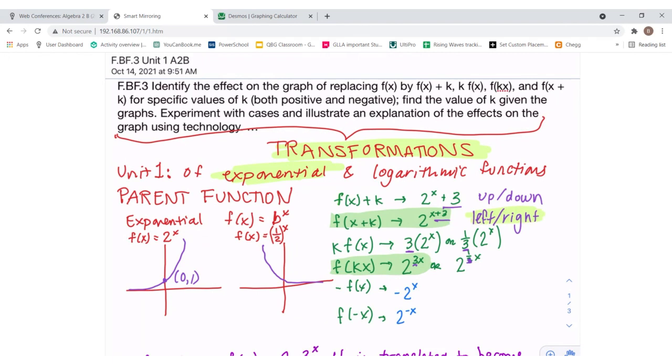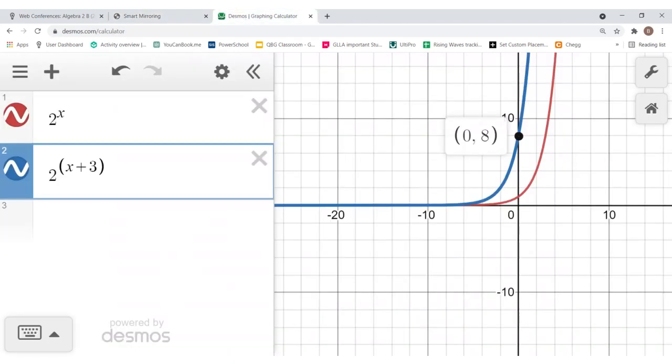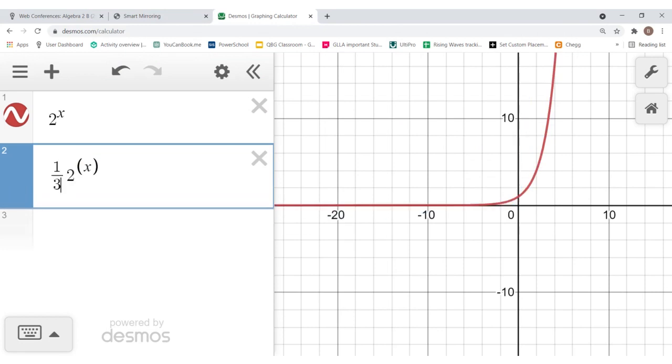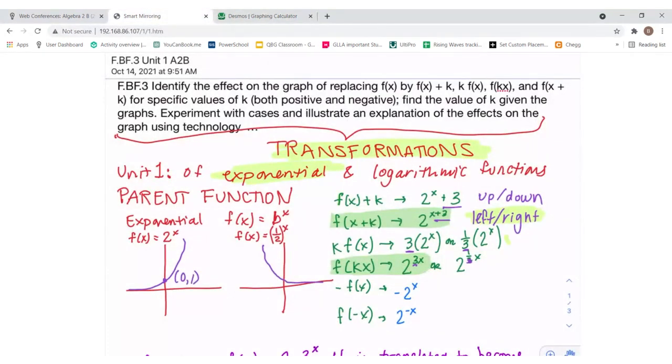Now let's take that same one and we're going to multiply 2 to the x, but we're going to do 3 multiplied by that. And instead of 0, 1, it starts up at 3. It's a vertical change. So what that would do if you multiplied it by the front, and then we do a 1/3, is it's going to vertically shrink it or stretch it. Vertical stretch or compression, which is also called a shrink.